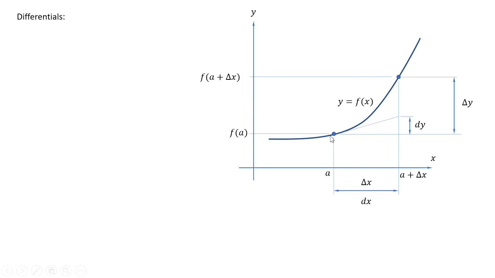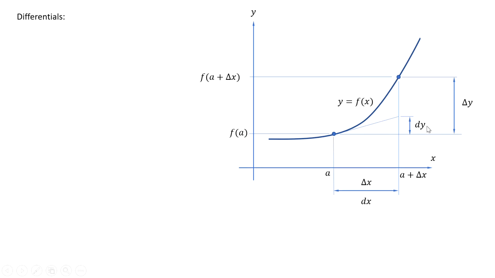You draw a tangent to this curve at a. At a, f of a, that point, you draw a tangent to the curve. And along the tangent line, you measure the change in y. Not the exact change, not the actual change, but along the tangent dy. So that is dy, the differential dy. Cool. Delta y is the actual change, dy is the change along the tangent line, or the differential.